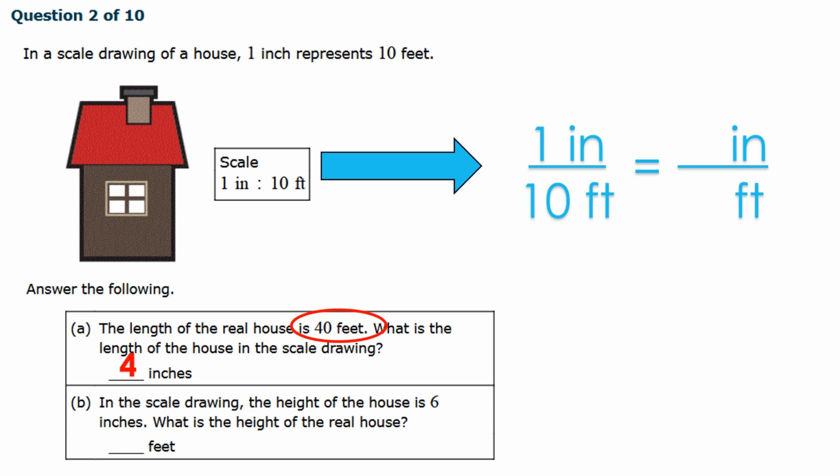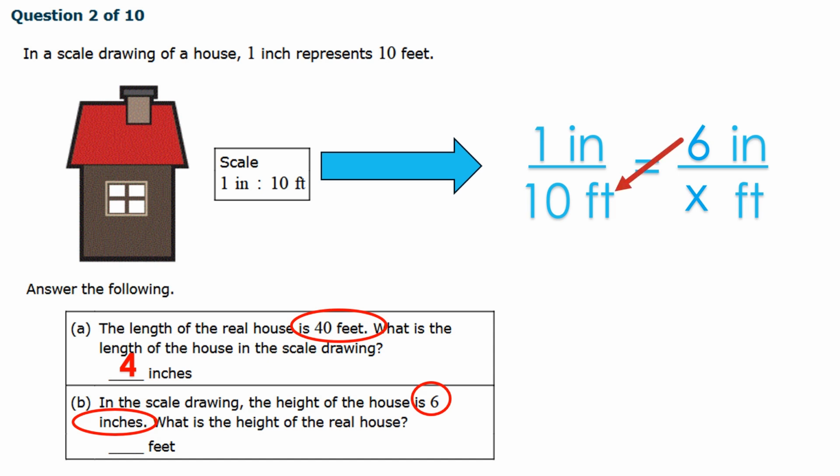Then in the scale drawing, the height of the house is 6 inches. What is the height of the real house? So again, the height of the house in the scale drawing is 6 inches, so we'll put 6 on top where the inches are. And what we're looking for is the height of the real house, so that becomes our x.